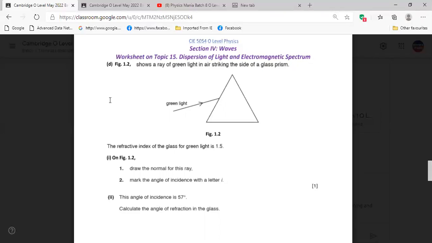Okay, before going to number 2, we first try number 1. How to do number 1? You have to draw, right? Draw the normal.